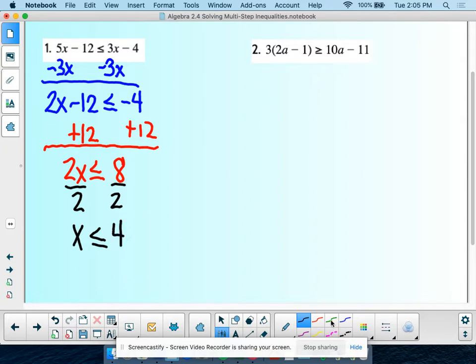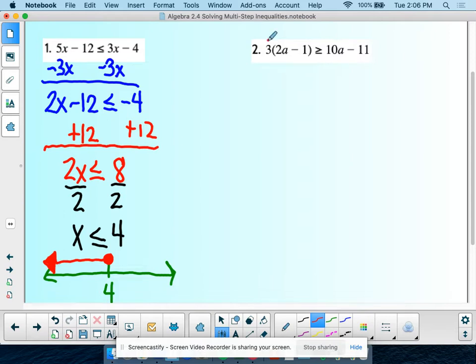So x is less than or equal to 4. And then it also said to graph. So give yourself a number line. We're at 4. Open or closed circle? It should be closed. And we're going to the left because we want to be smaller. There we go.